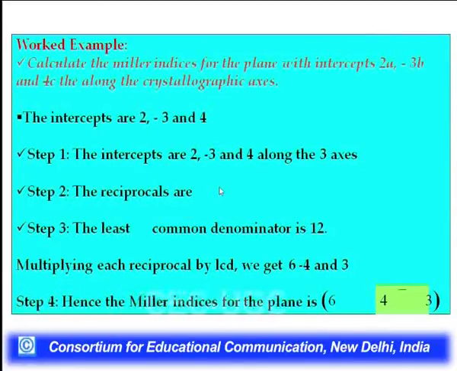Now we take the reciprocals, which will be 1 by 2, minus 1 by 3 and 1 by 4. The least common denominator is 12, then multiplying each reciprocal by the LCD, we have the values 6, minus 4 and 3. It means the HKL values are 6, minus 4 and 3, but we write the 4 not with a minus sign but we put a bar on it. Now the Miller indices for the plane 2a, minus 3b, 4c is 6, 4 bar and 3. You remember that for the minus sign we always use a bar in the Miller indices.